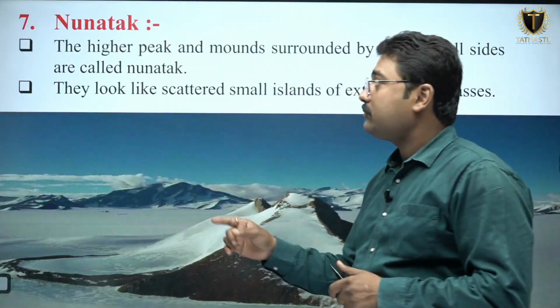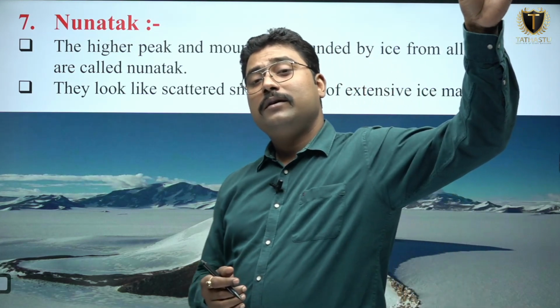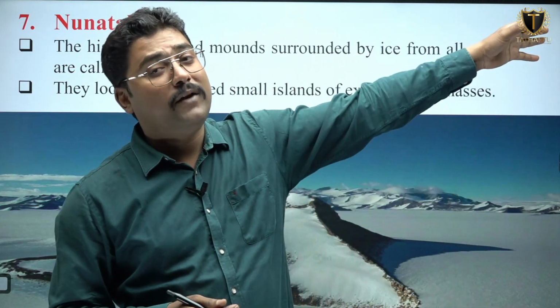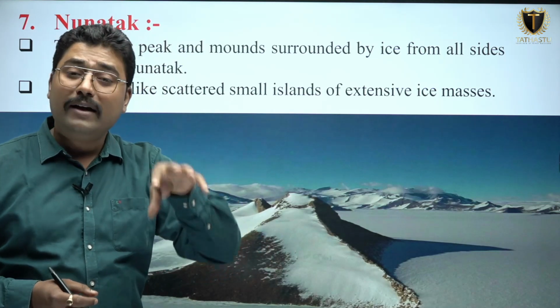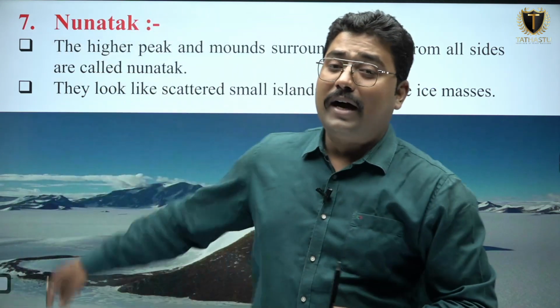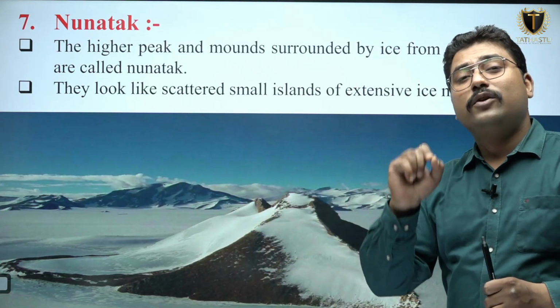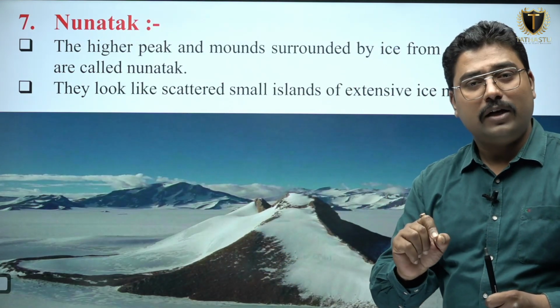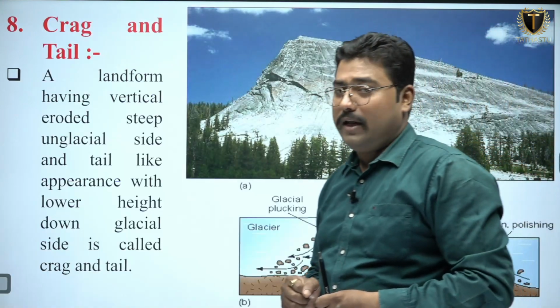After this, the Nunatak. As we discussed earlier in the wind topography, the isolated mountain in the desert area will be considered as Inselberg. Here the isolated mountain, or the hill, will be considered as Nunatak. Clear? Now moving on to the next, crag or tail.